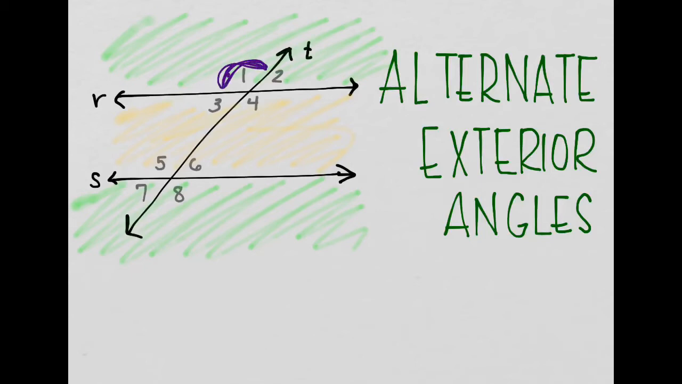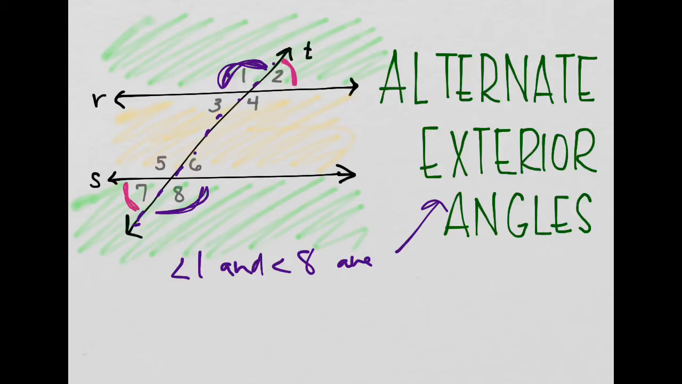I have to be on the left side of the transversal, and then I'm going to come, here's the transversal, and come on the other side. So angle 1 and angle 8 are alternate exterior angles. The other set would be 2 and 7. Angle 2 and angle 7 are alternate interior angles. And we know now that their measures are going to be equal. Now, this is only true if these two lines are parallel.